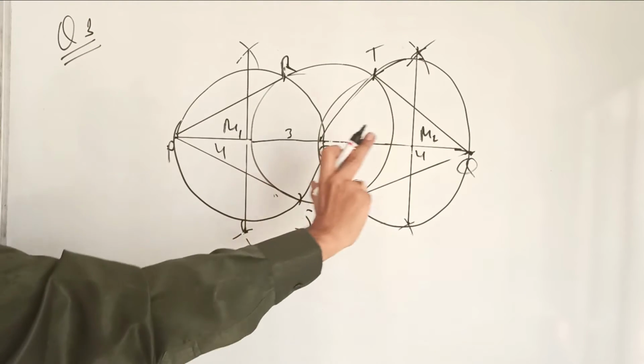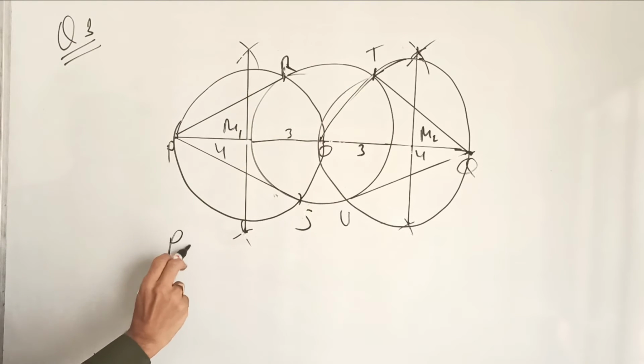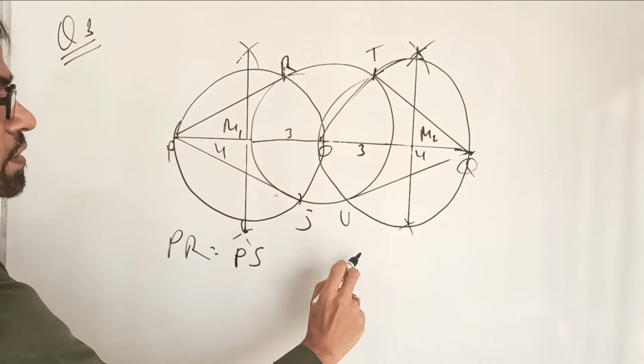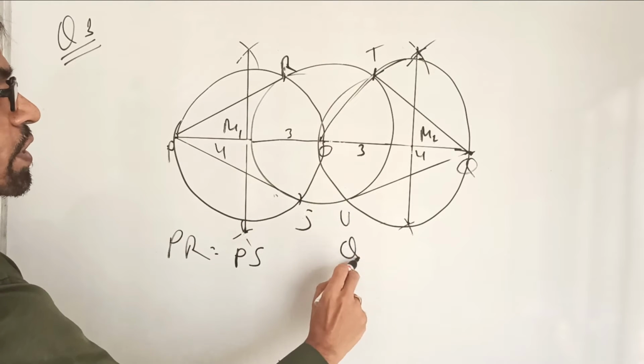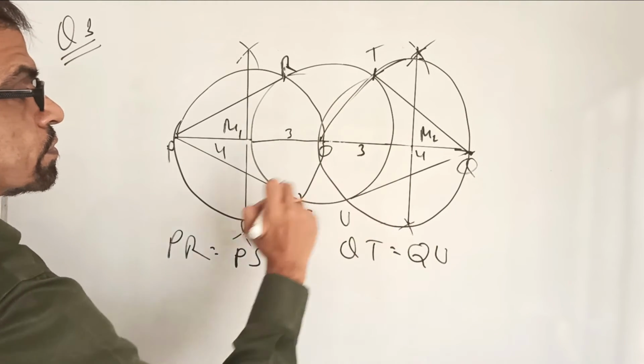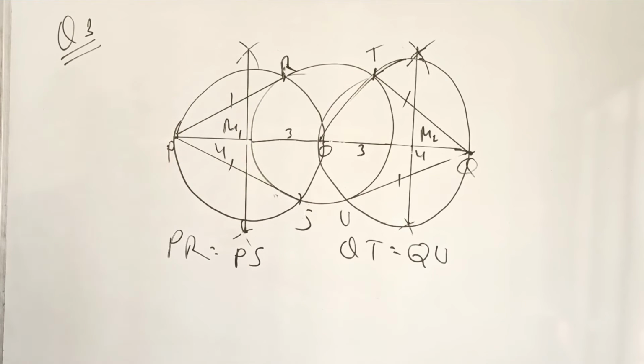Okay, student. So this is the solution of question number 3. You have to write here PR is equal to PS. In this case, QT is equal to QU. These tangents are equal, these tangents are equal. This is the solution of the third one.